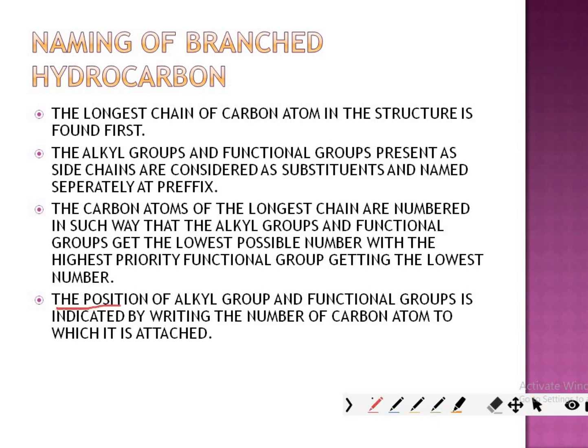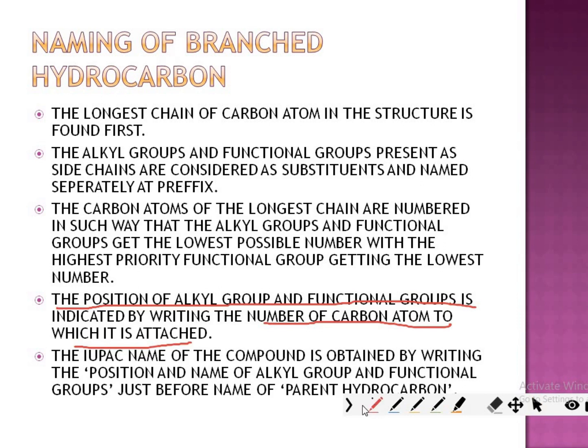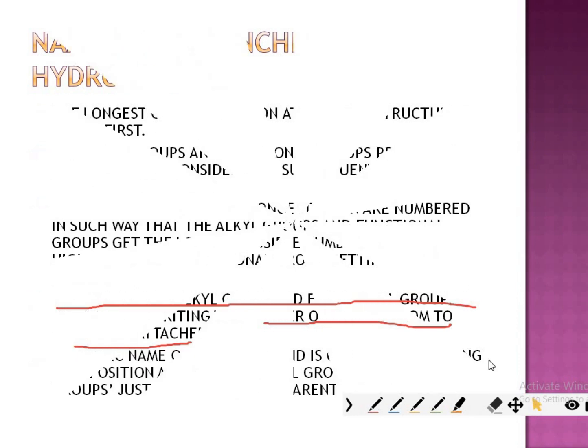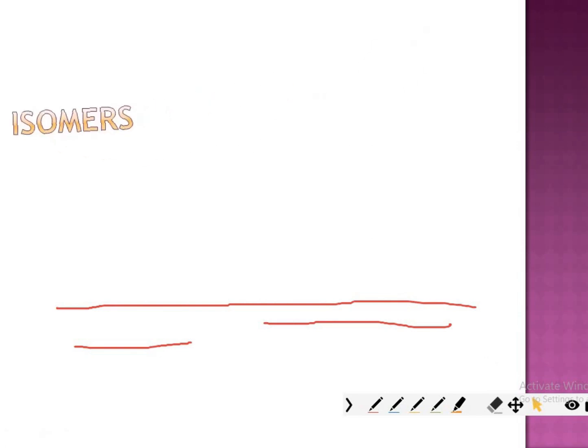Here see, I told you also, the position of the alkyl group and functional group is indicated by writing the number of the carbon atom to which it is attached. You know this, right? Let's move on. The IUPAC name of the compound is obtained by writing the position and name of the alkyl group and functional group just before the name of the parent hydrocarbon. You know this, so there's no need for further explanation. Let's move on then. Now we will be talking about isomers.